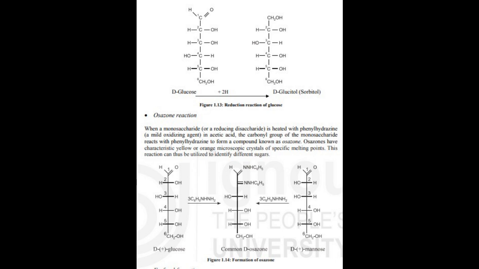Reduction reaction of glucose. Osazone reaction: when a monosaccharide, or a reducing disaccharide, is heated with phenylhydrazine, a mild oxidizing agent, in acetic acid, the carbonyl group of the monosaccharide reacts with phenylhydrazine to form a compound known as osazone. Osazones have characteristic yellow or orange microscopic crystals of specific melting points. This reaction can thus be utilized to identify different sugars. Figure 1.14. Formation of osazone.